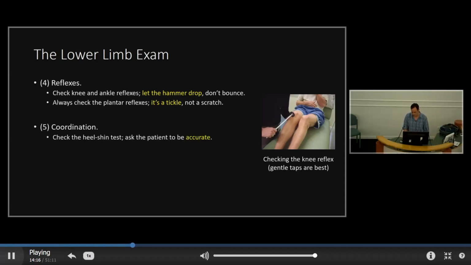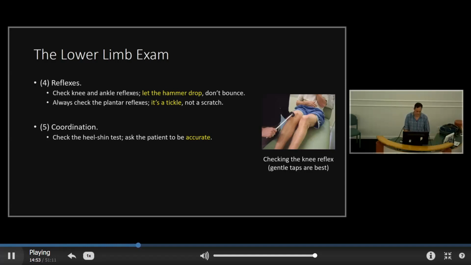Coordination is next. The best test for this is the heel shin test, which would be quite possibly normal in a sensory ataxia, so a proprioceptive based neuropathy or whatnot. I think the most important thing is, of course, you ask the person to put the heel of one leg up on the knee and then slide it up and down the shin bone. And you must tell them, please be accurate, because if they're not told that, a patient might just sort of go, oh yeah, and it might look like they have some irregularity of movement or ataxia when in fact they don't.